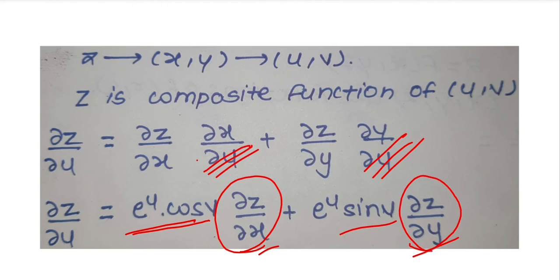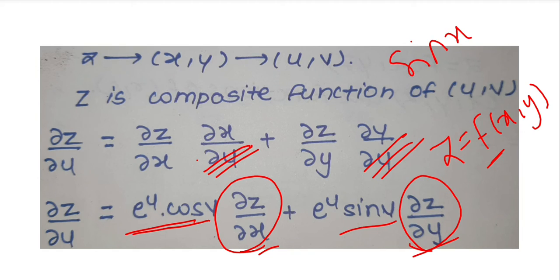Why can we not find the value? Because it is given that z is a function of x, y. It is not mentioned what the function f is, whether it is sin x or things like that. So we don't know what the function is, so we will keep it as it is.